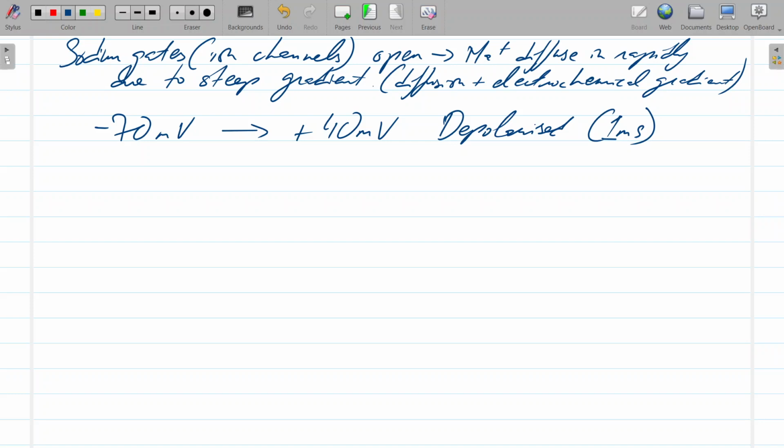Right, the potential difference goes from minus 70 to plus 40. And when that happens, right, an action potential is generated. Which basically means that now the fiber is going to carry the impulse forward.